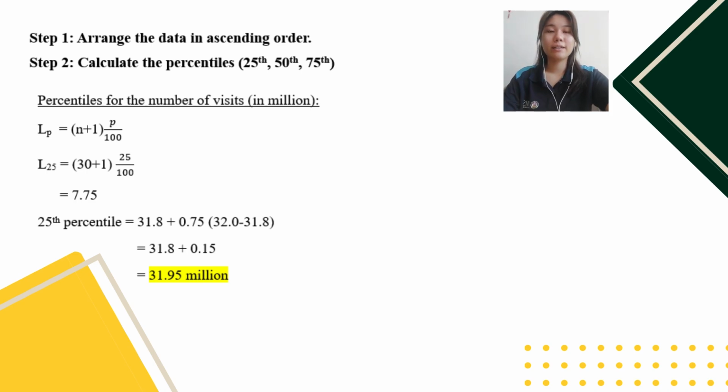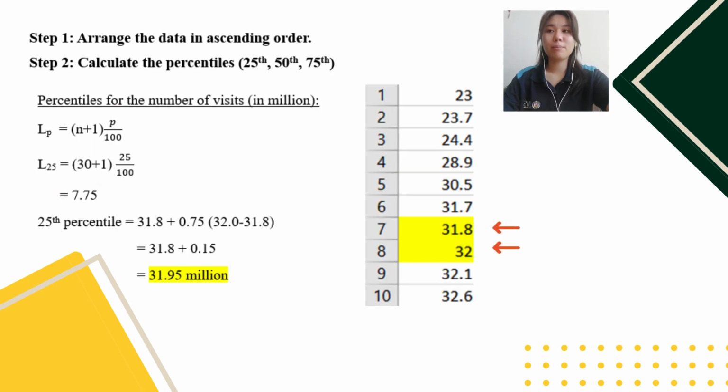Now I am going to present part 3 in this assignment. The percentiles I calculate in this assignment are the 25th, 50th, and 75th. Before calculating the percentile, we have to locate the position. The position of the 25th percentile is 7.75, which means that the 25th percentile is located 75% of the distance between the 7th and 8th observations. Therefore, the answer for the 25th percentile is 31.95 million.